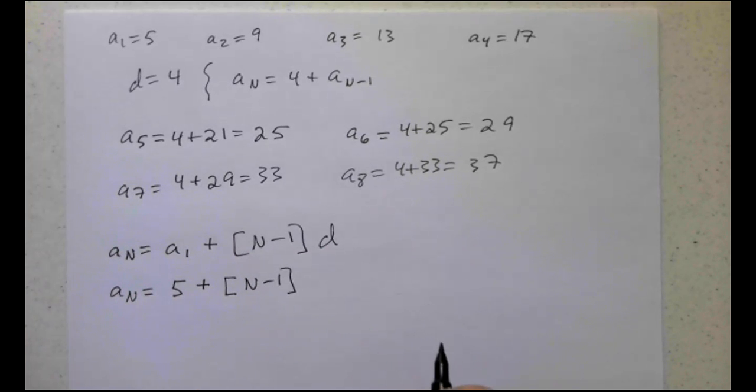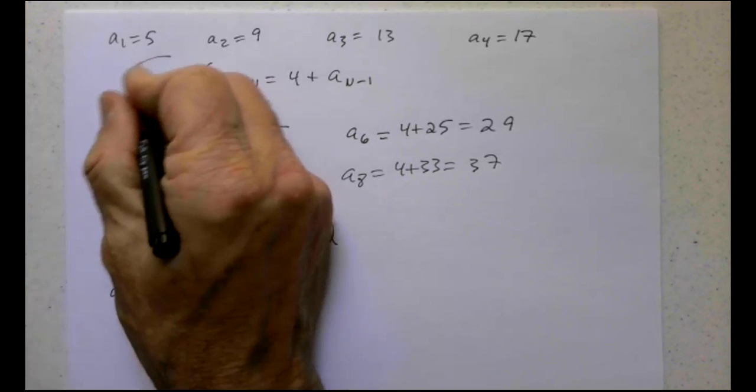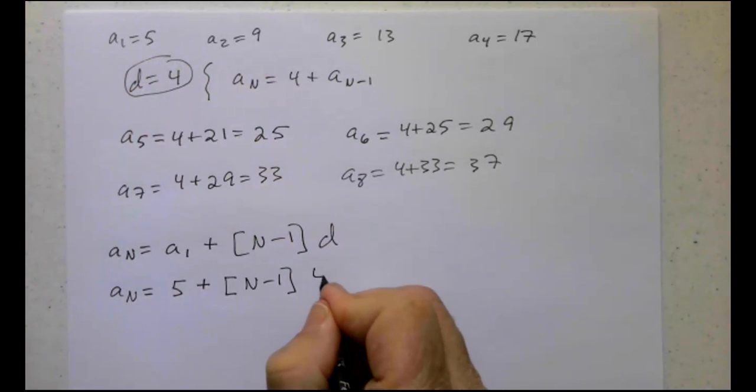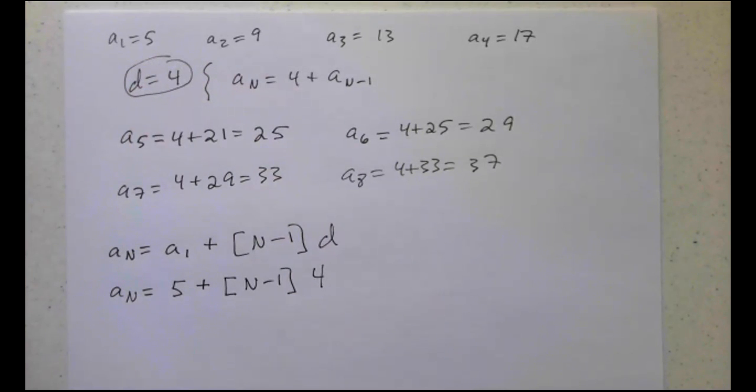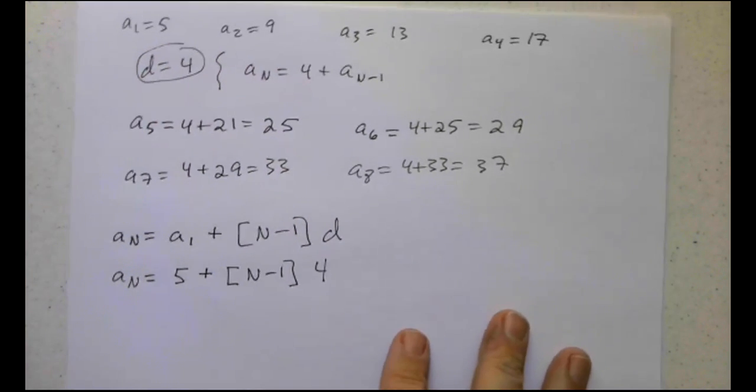What is our common difference here? What did we say? We said our common difference here is 4. So 5 plus n minus 1 times 4 will be our A sub n.